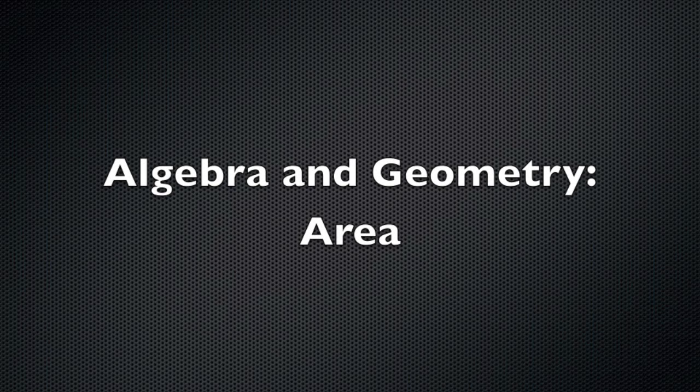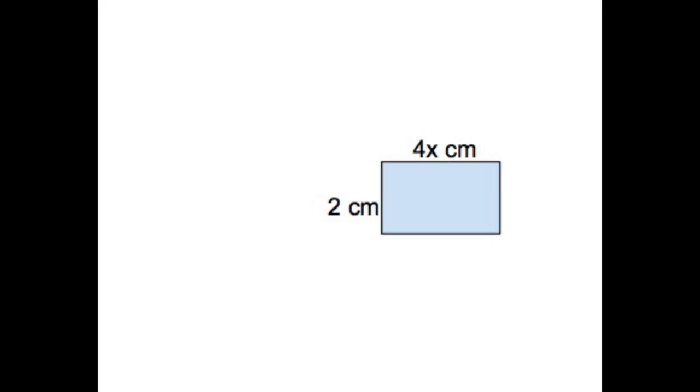This video tutorial will take a look at the connection between algebra and geometry when dealing with area. Let's determine the area of the given rectangle with the dimensions 4x centimeters by 2 centimeters. We know because one of our dimensions includes a variable that our final area will be an algebraic expression.